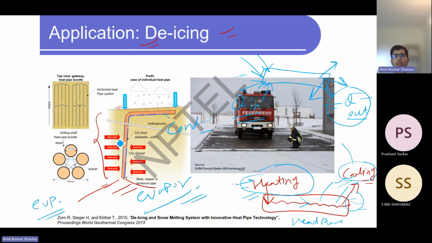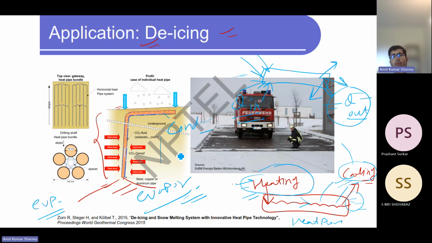Okay, because in the earth crust, as we go deeper, the temperature will be more. So the liquid will absorb the heat from the Earth's crust underground, okay, and convert it into vapor, and the vapor will flow to the condenser. And here, as the outer temperature is very cold, it will release the heat to the ambient, and the ice will melt, and again the liquid will come back to the evaporator. So this is the funda.